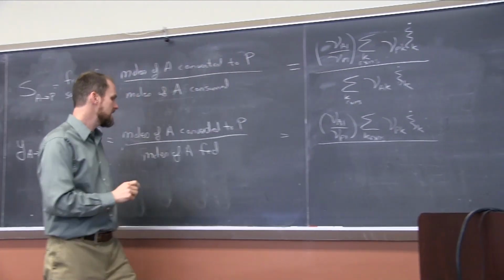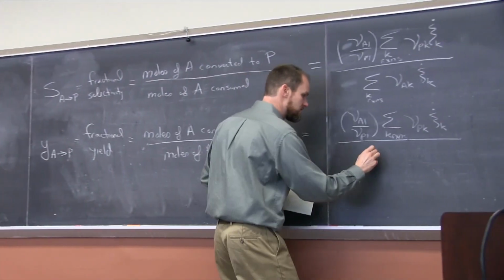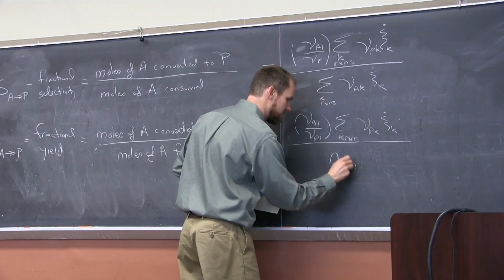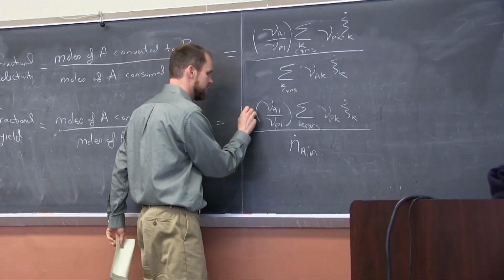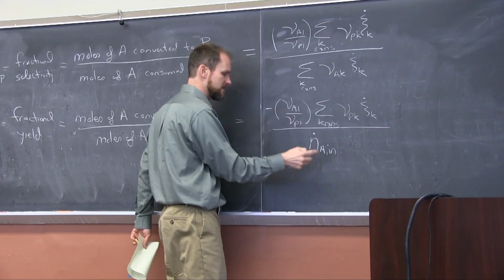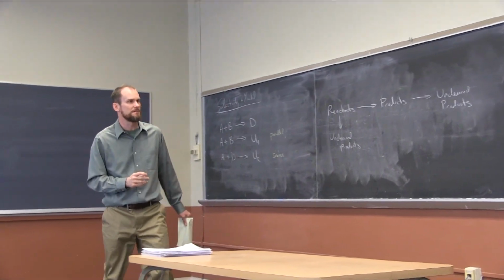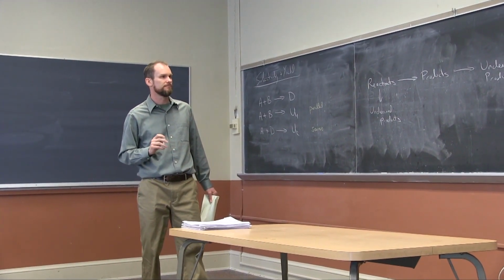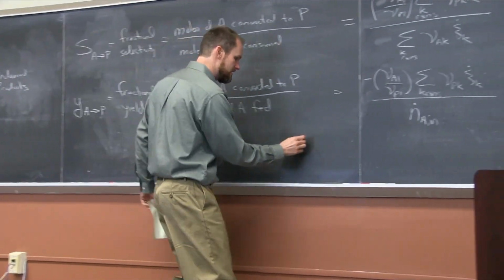So the numerator is the same, and then how much A is fed? Well, that's just N A in dot. The negative's still here because nu A1 is going to be negative, and that's a positive. It doesn't cancel this time. So yes, thank you. There's a minus sign in the numerator there.